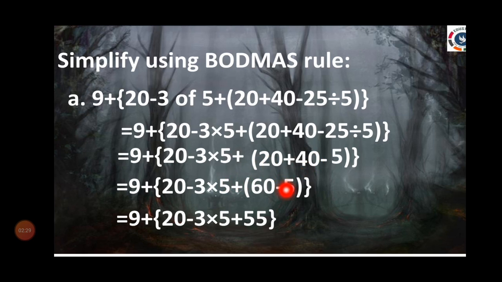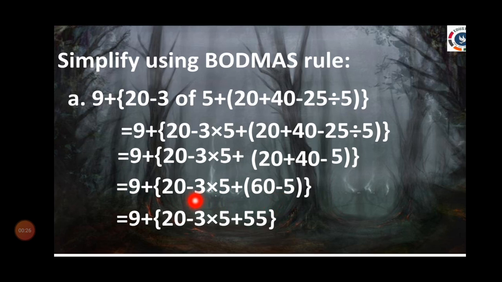Then minus 5. Again we want to give the preference to the round brackets. So what do we have inside that? 60 minus 5. So write 9 plus 20 minus 3 into 5 plus 60 minus 5, 55. That we want to write. So we completed the process. So remove the round bracket. Then we are having only the curly bracket remaining.